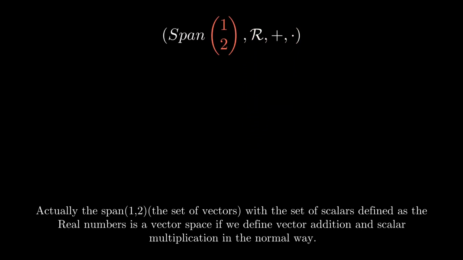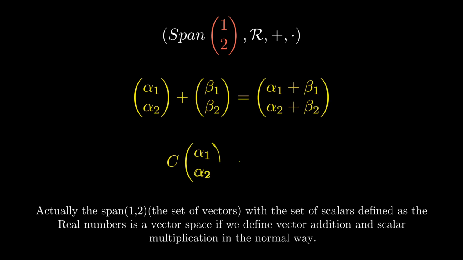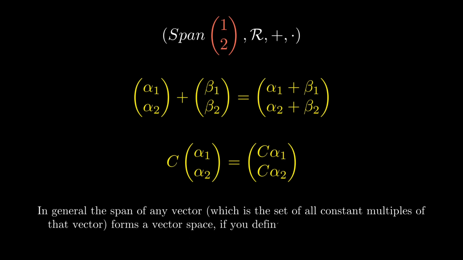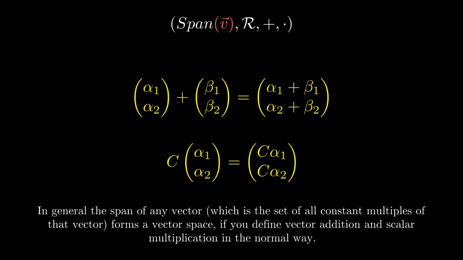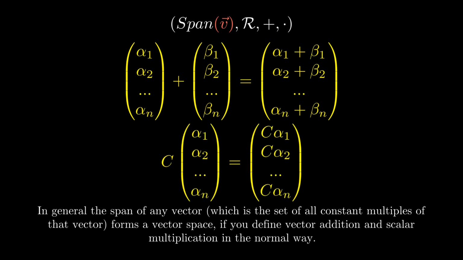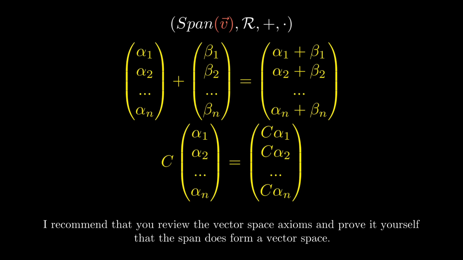Now it's time to get back to the span of 1, 2. Actually, the span of 1, 2 with a set of scalars defined as the real numbers is a vector space if we define vector addition and scalar multiplication in the normal way. In general, the span of any vector, the set of all constant multiples of that vector, forms a vector space if you define vector addition and scalar multiplication in the normal way. I recommend that you review the vector space axioms and prove it yourself that the span does form a vector space.